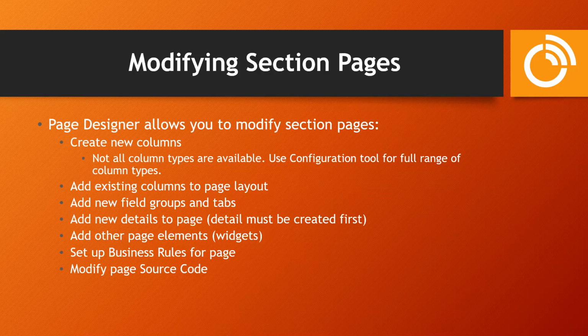You can also add existing columns to a page layout. You can add new field groups and tabs to help with keeping things organized. You can add new details to the page. Another note here, the detail must be created first. You can add other page elements such as widgets. Those are definitely very helpful to see a lot of data at a glance. You'll see those are very similar to the ones on the dashboard. You can set up business rules for a page. You can also modify the page source code. That's also something you can do in the configuration tool.